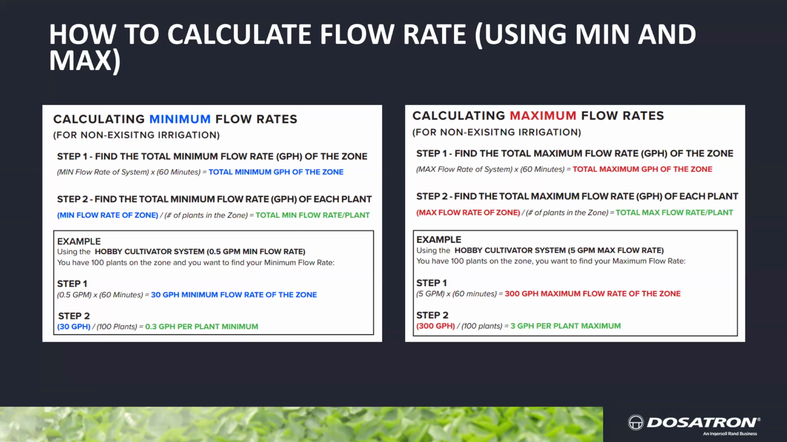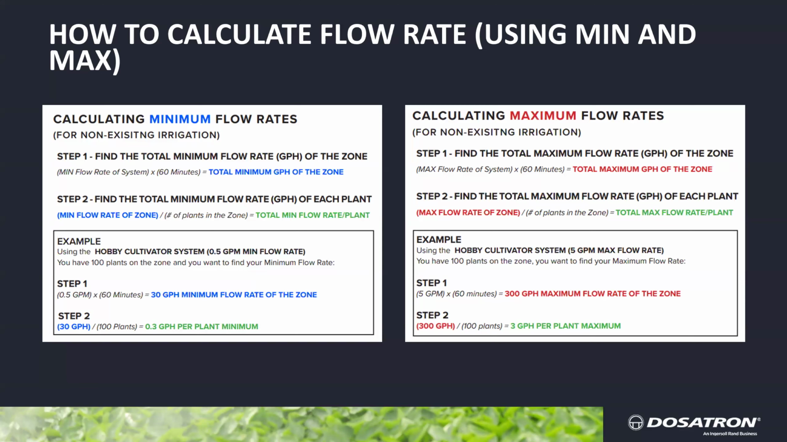So same scenario here. We have 100 plants. We've got a hobby system, or we're looking to get the hobby cultivator system, and it's got 5 gallons per minute max flow rate. So 5 gallons per minute times 60 minutes gives us 300 gallons per hour maximum flow rate. We divide 300 gallons per hour by the 100 plants on our zone, and we've now found that we have 3 gallons per hour per plant maximum.